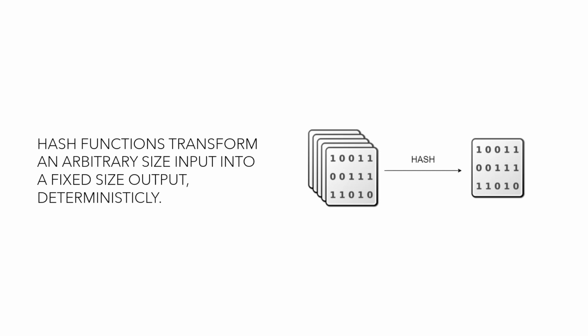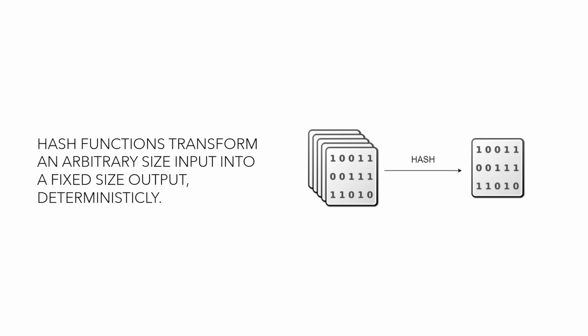Hash functions transform an arbitrary sized input into a fixed sized output in a deterministic way. The size of the output depends on the hash function used. Currently, the most commonly used cryptographic hash functions have an output of 32 bytes. As mentioned, the input is arbitrary in size. It can be a 10-byte or 10 megabyte file. The output size is independent of the input size.